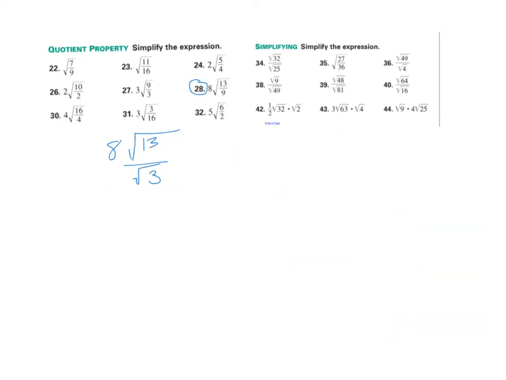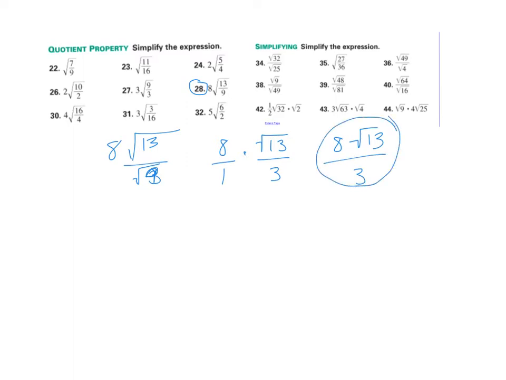On 28, I would split. So now I have 8 times root 13 over root 9. And the square root of 9 is going to be 3, so this is going to be 8 times root 13 over 3. And when we multiply that across, if we make that a fraction, we're just going to end up with 8 root 13 over 3. And nothing can be simplified. So that's 28.